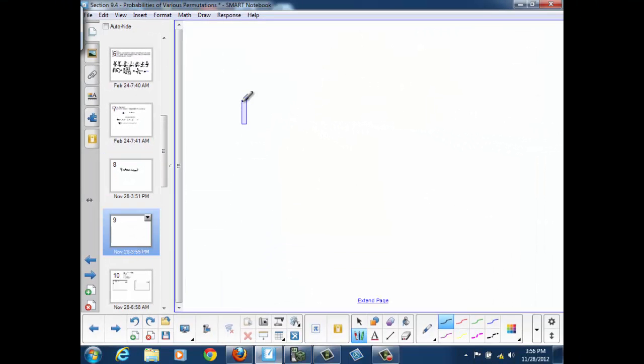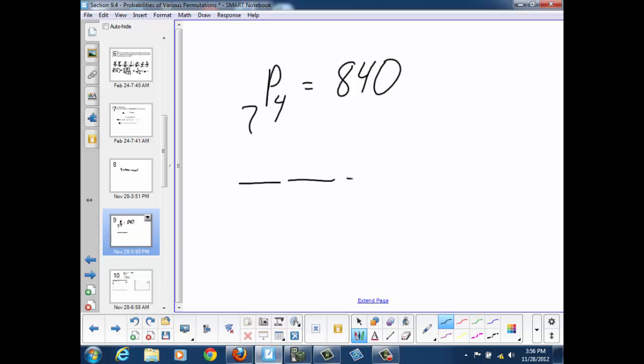Now we found that 7P4 from our calculator was equal to 840. Let's figure out how we arrived at that number. We think we're choosing 4 objects out of a possible 7. So my first choice, for my first slot, I have 7 choices, then 6, then 5, then 4. So I get 20 times 6 is 120, times 7 gives me 840.